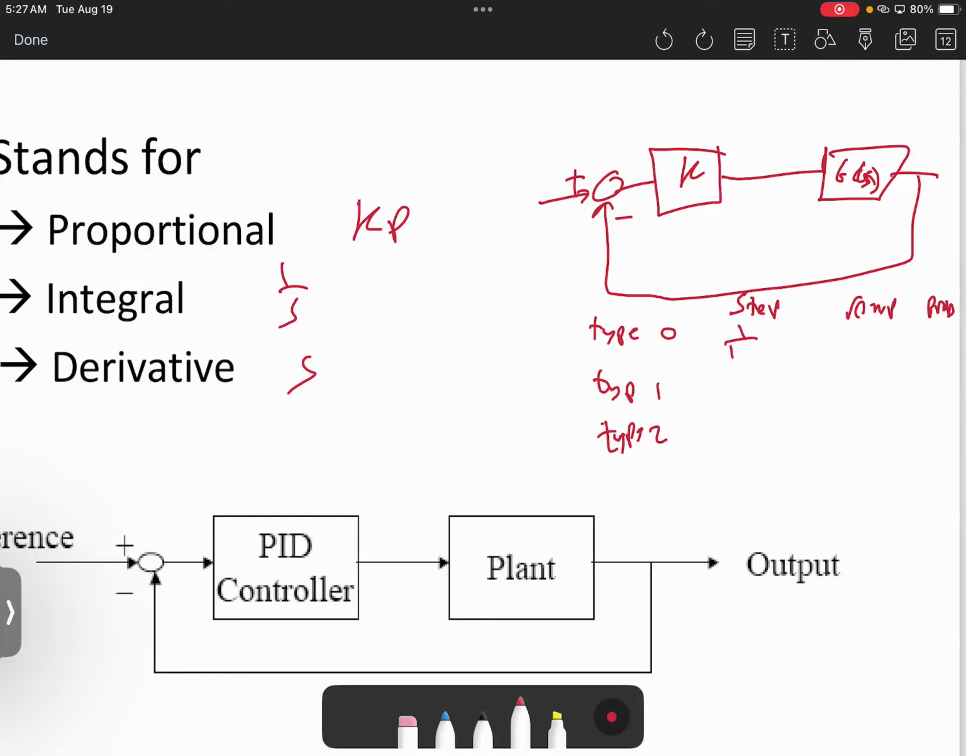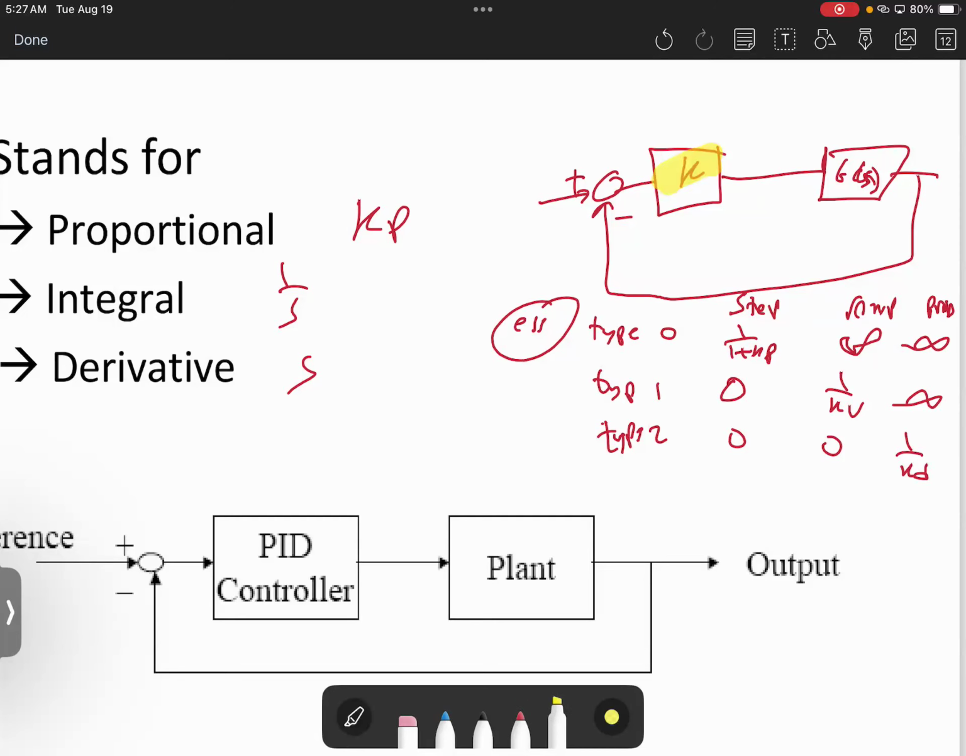If it's step, 1 over 1 plus Kp, that's the steady state error. If it is ramp, infinity; if it is parabolic, infinity. Then for type 1, it is 0, 1 over Kv, infinity. For type 2, 0, 0, 1 over Ka. Do you remember that table? So basically, the overall idea is that when we use only K alone, it won't impact the system type.